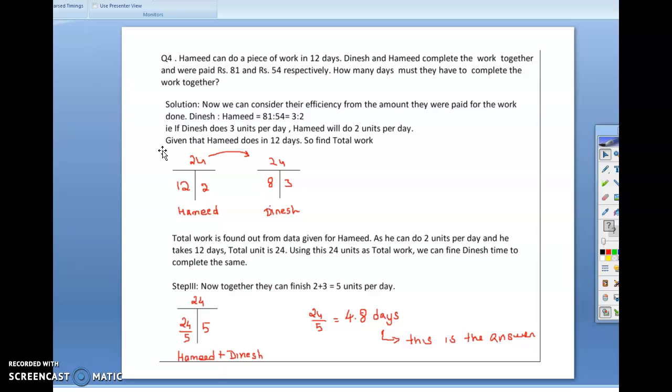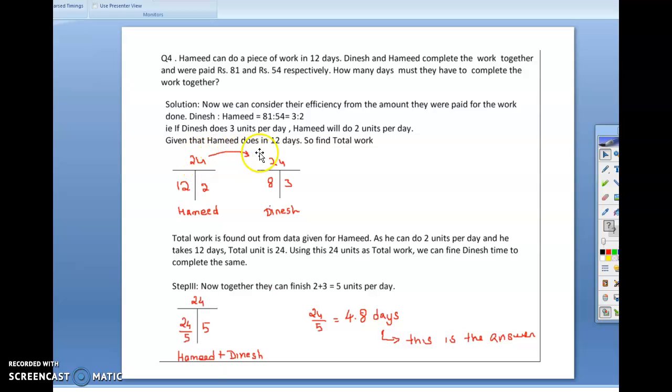And the only other data given here is 12 days. As we have already assumed that Hamid will be doing 2 units per day, and it takes 12 days to complete the work, we can again go for this T, where we mention the rate here, which is 2 units, and the 12 is the number of days mentioned in the problem. When you take the product of these two, that is 24, that means this is the total unit. So in this way, indirectly we are going to assume the total unit. So the total unit is 24, and Hamid can complete that in 12 days.